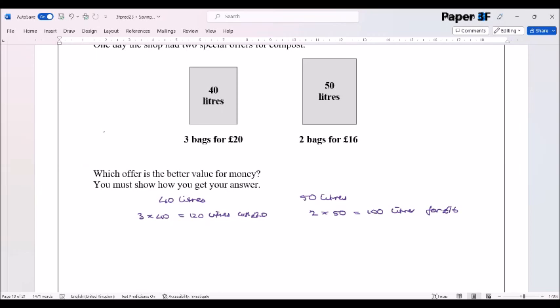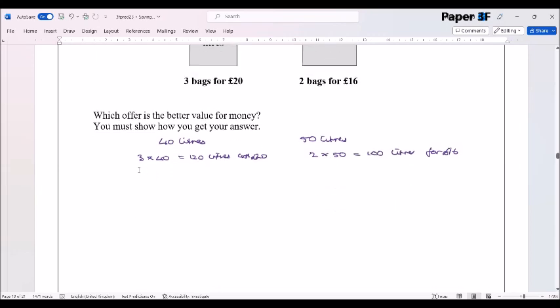Okay, so now we've got to work out which one's the best. So let's have a look. What we would like to do is probably find out what 10 litres cost. So let's see what 10 litres cost there. We're just going to divide that by 12. So 10 litres cost £20 divided by 12. Let me get a calculator for that. So 20 divided by 12 gives us £1.67.